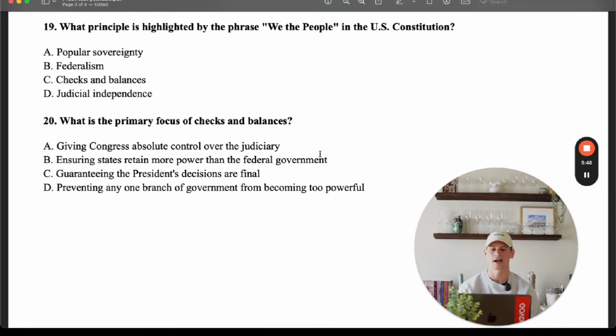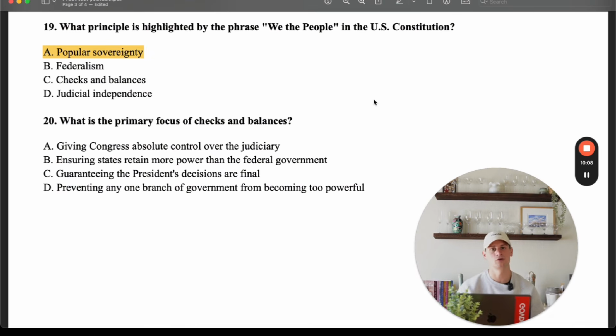19, what principle is highlighted by the phrase, we the people in the U.S. Constitution? A is popular sovereignty, B is federalism, C is checks and balances, and D is judicial independence. So we the people, right? I want you to focus on the word people. People, popular, okay? Population. So the answer here is popular sovereignty.